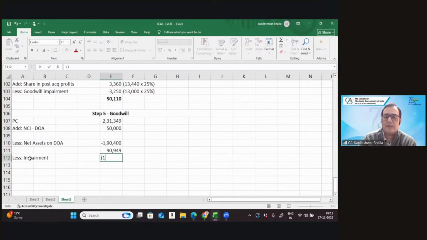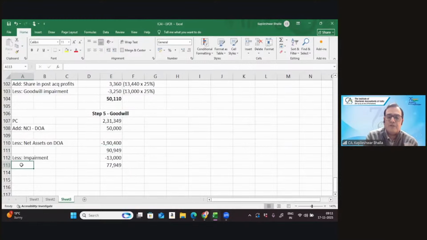And the impairment works out at 13,000. And this is going to give us the revised amount of goodwill. Right, 77,949 is the goodwill post the impairment. Super.